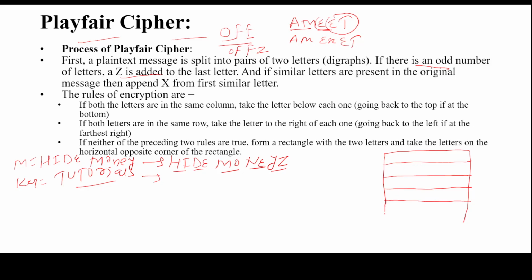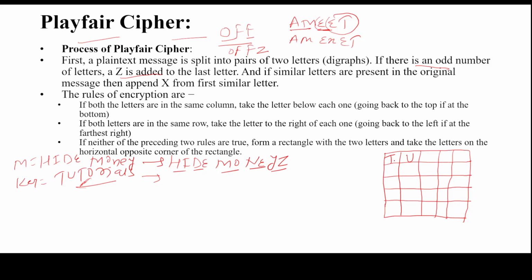Firstly, we make a matrix with rows 1, 2, 3, 4 and 5. Now the keyword we have to add, and make sure there is no repetition; only unique letters we add. T will be the first, then U, then T. T is repeated, so this third T we have to exclude from the table.